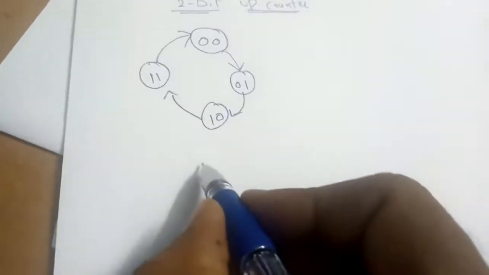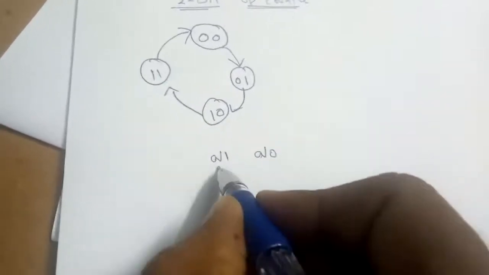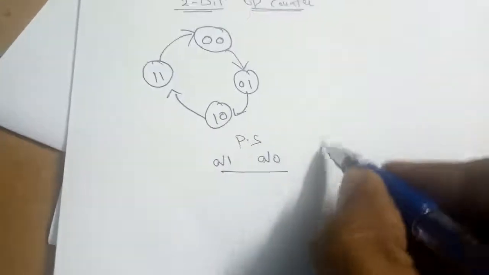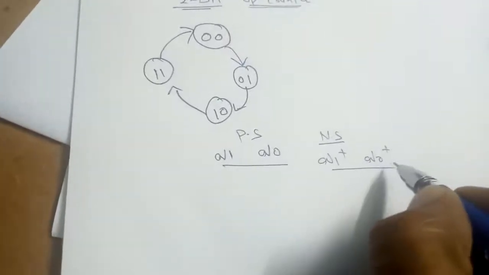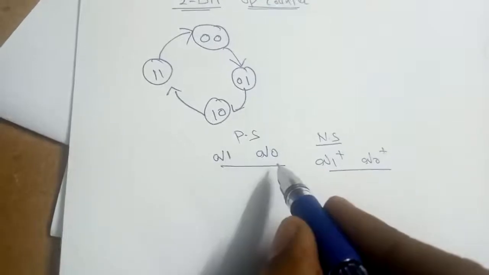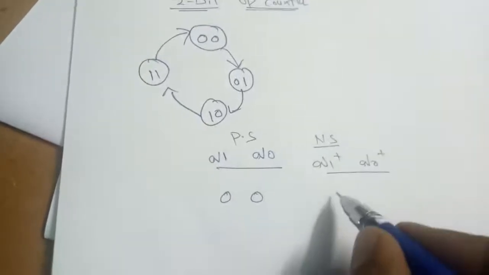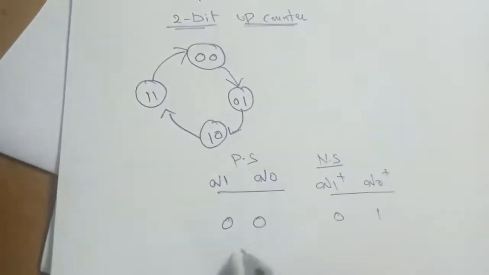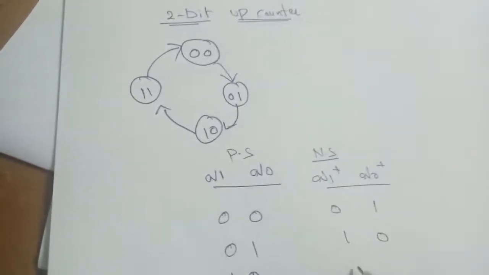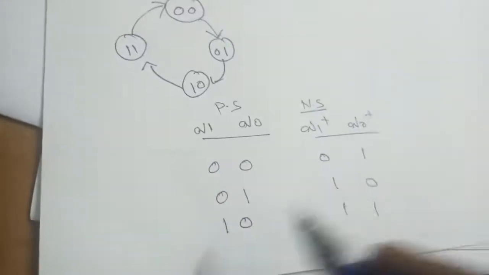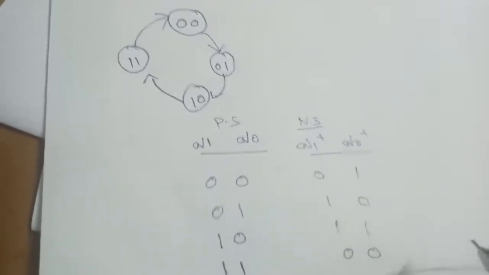The present states are Q1 and Q0, which are the outputs of the two flip-flops. The next states will be Q1 plus and Q0 plus. If the present state is 00, the next state will be 01. If the present state is 01, the next state will be 10. If the present state is 10, the next state is 11. If the present state is 11, the next state is 00.